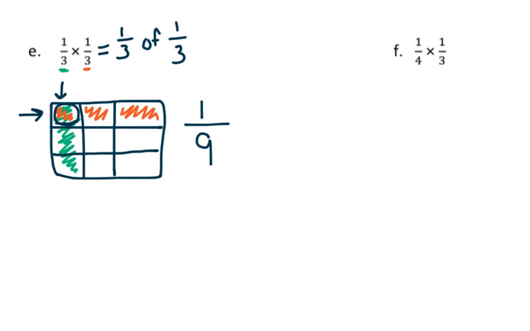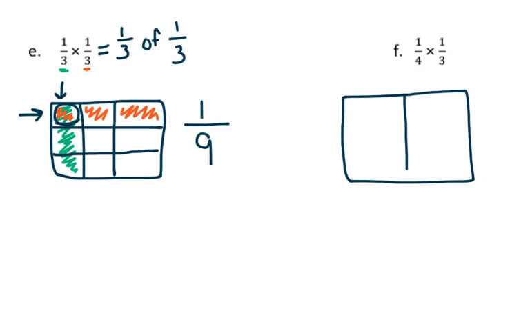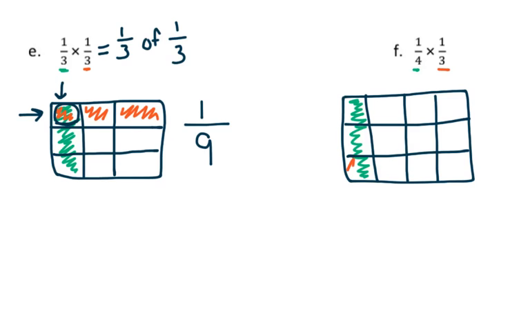So let's take a look at letter F, and I'm going to draw my rectangle. I'm going to section out my fourths. Now we have 1/4 times 1/3, and for my 1/4, I'm going to shade in 1/4 here. And I have my thirds, so I'm going to be partitioning it right here into thirds, and change the color, and I'm going to be shading it, and I can do this bottom part here, shading in 1/3.